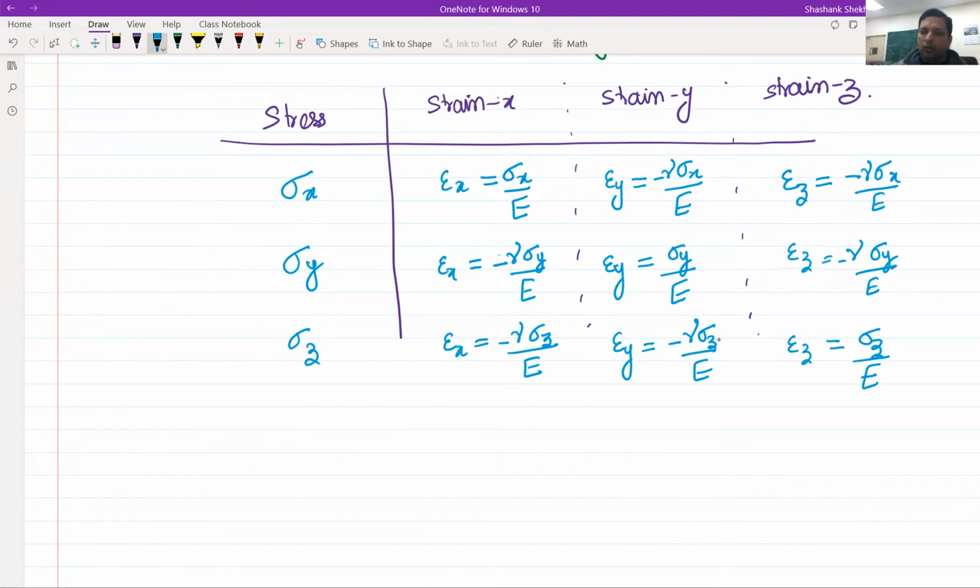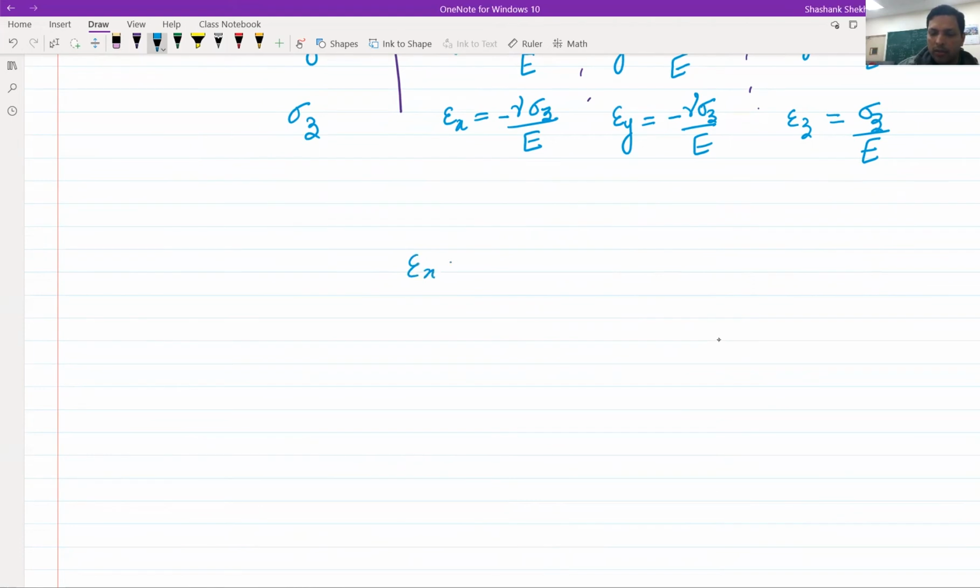So overall, in a general case, the strain will be because of stress in the directions x, y, and z. And therefore, we can write that strain epsilon x is equal to 1 by E, sigma x minus nu times sigma y plus sigma z.